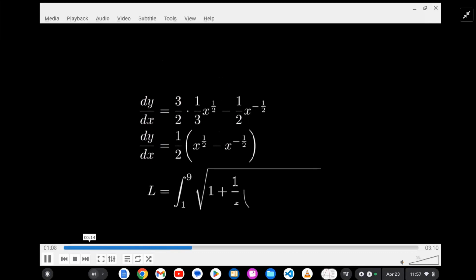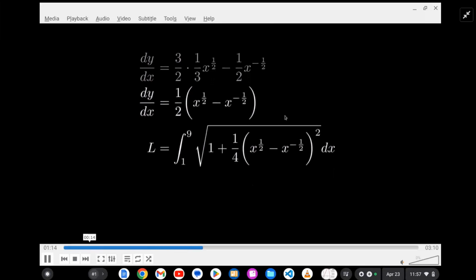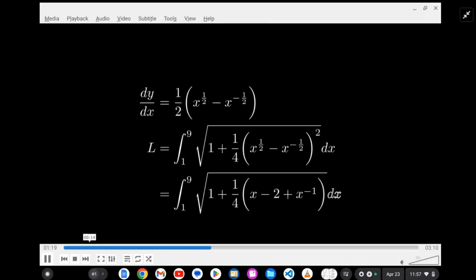Okay, we're going to put that now into the formula. We square the derivative, right? So that's now 1 over 4, and the bracket squared. And this is just going through some simplifying. If I multiply out the brackets, I get this.